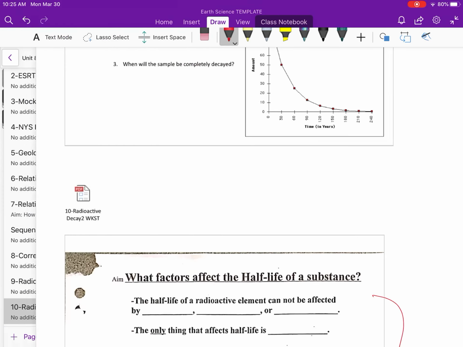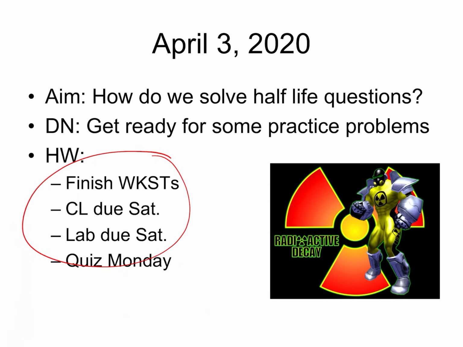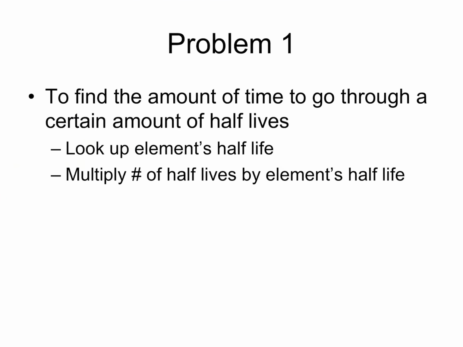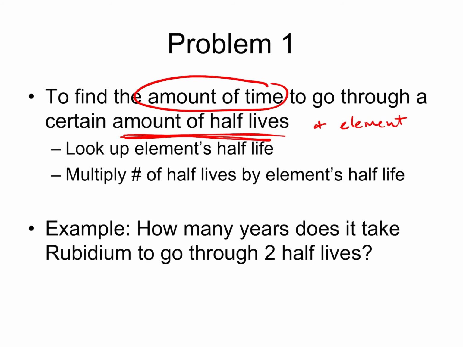We're going back to lesson 10. And here we go. So, first type of question you're going to come across is the kind of question that asks you to find the amount of time that it takes to go through a certain number of half-lives. So they have to give you this. They have to tell you how many half-lives have gone by, and they have to tell you what element they are specifically talking about. And then in order to find out how much time in total has gone by, you're going to multiply. So here's the example that I gave you on the worksheet.